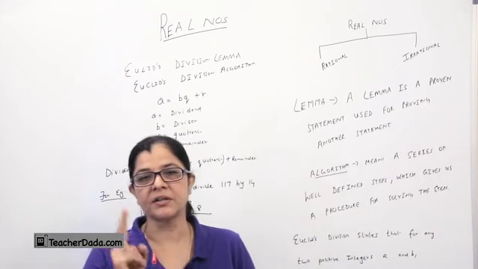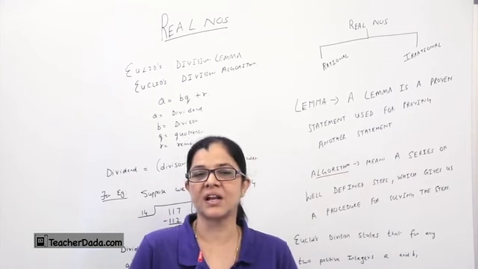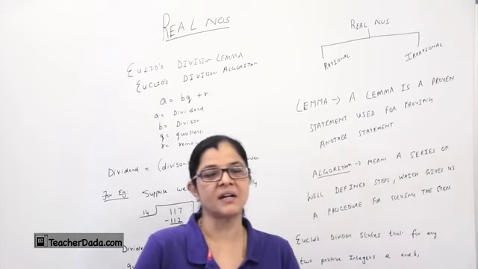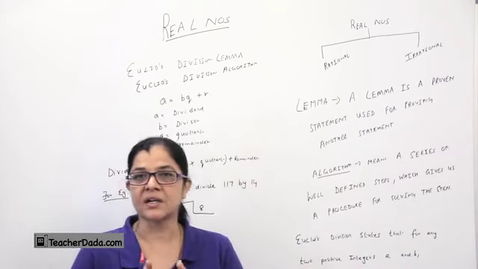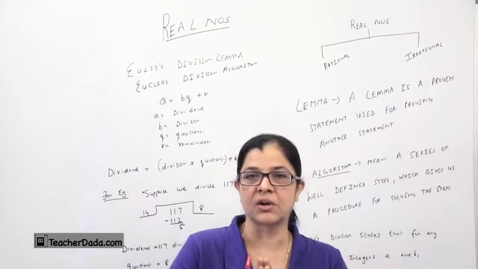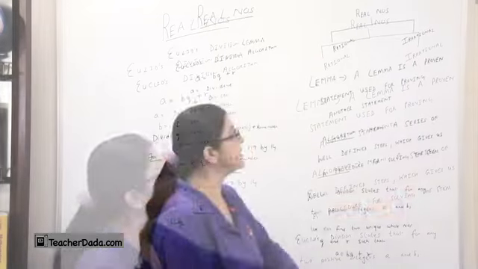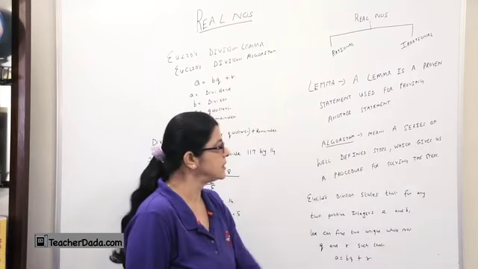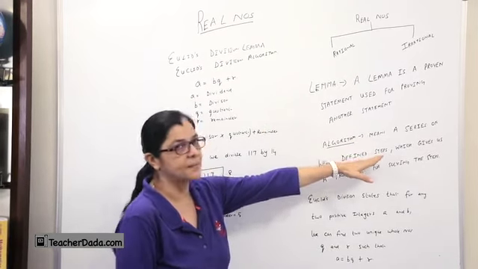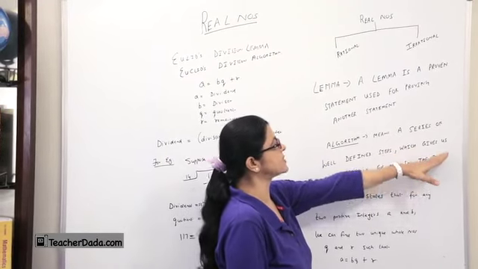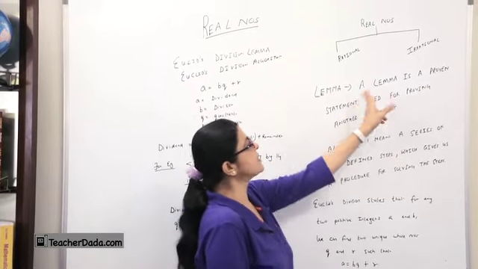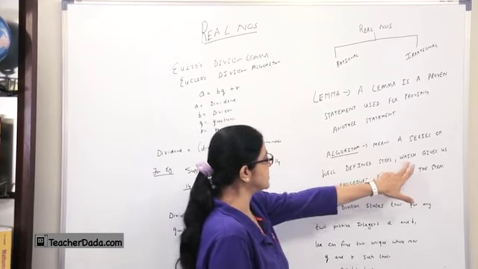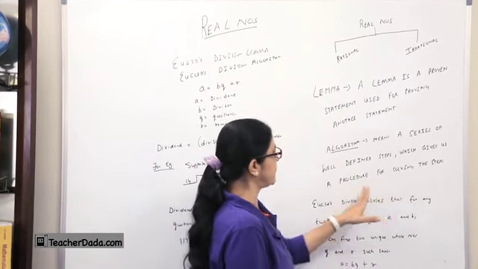I will be discussing two important theorems in this chapter, that is Euclid's division lemma or Euclid's division algorithm, and the fundamental theorem of arithmetic. Before I start discussing this theorem, let me make your concept clear as to what is meant by Euclid's division algorithm or Euclid's division lemma. A lemma is a proven statement used for proving another statement. An algorithm means a series of well-defined steps which gives us a procedure for solving the problem. In simple language, a lemma is a proven statement used for proving another statement, and an algorithm is a series of well-defined steps which gives us a procedure for solving.